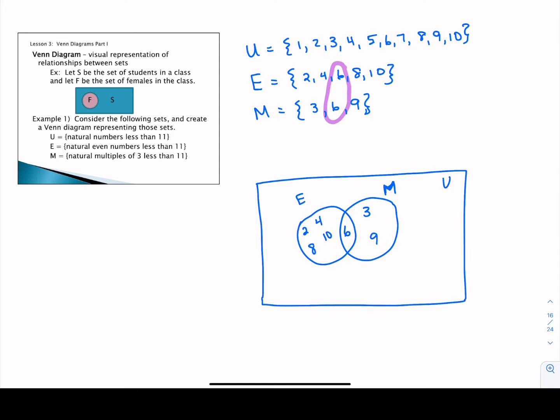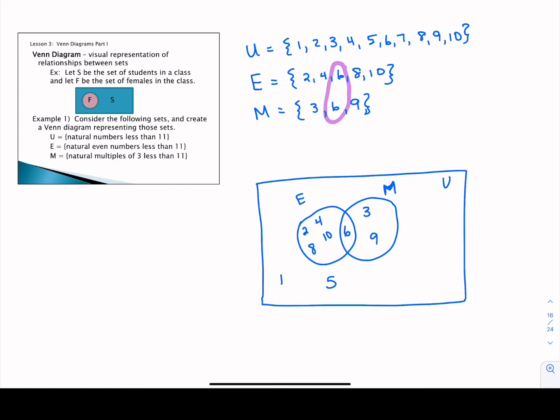Now we're not done with our diagram yet because anything that doesn't fit in E or M, but happens to be part of our universal set, needs to float around the outside. So what I recognize is 1 hasn't been accounted for yet. So 1 is part of our universal set, but it's not even or a multiple of 3. 2's already been taken into account. 3's already been taken into account. 4 has already been taken into account. But we have 5 that's outstanding.